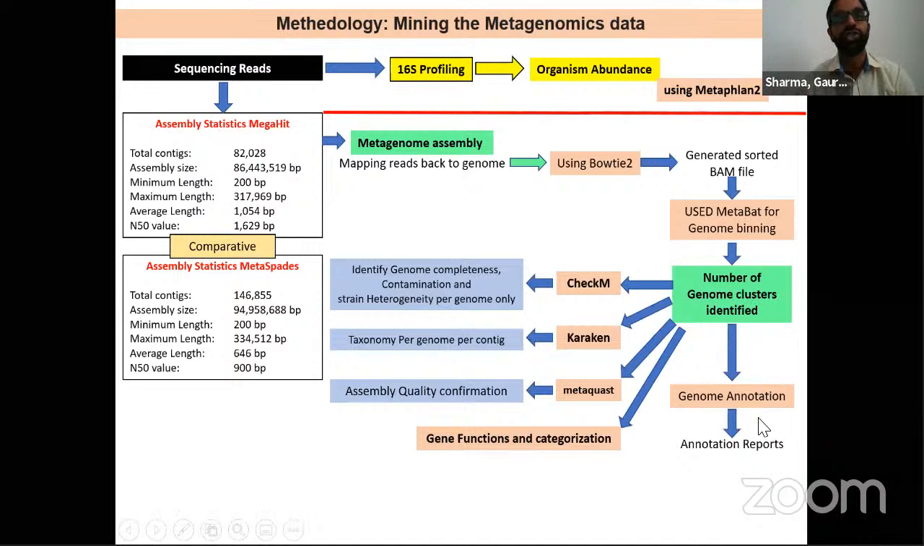and then based on that we do genome annotation, identify annotation reports, identify their gene function, categorize them, and we also try to find out the taxonomy of each contig or each genome. We also try to identify the completeness level of that genome, whether there is any heterogeneity in that genome or not, or what the assembly quality is. So we do all these different analyses using different tools and try to get more information about our sample.